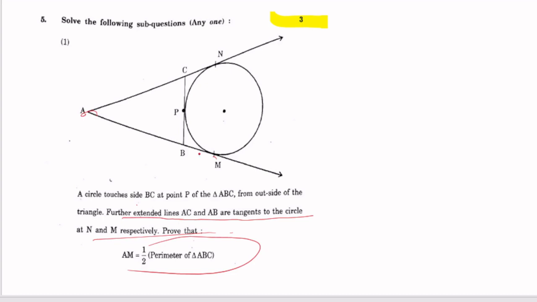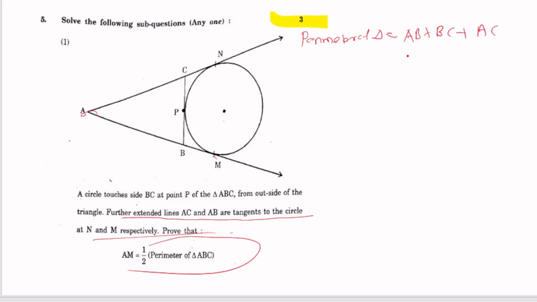This is half of the perimeter of triangle ABC. So the perimeter of a triangle is nothing but the sum of its sides, right? So AB plus BC plus AC, these are the sides. And once you calculate, you'll get the perimeter.